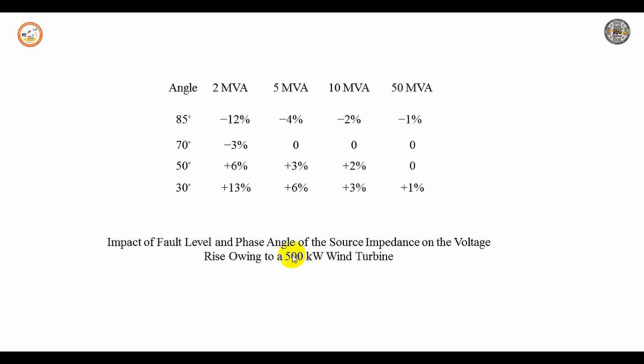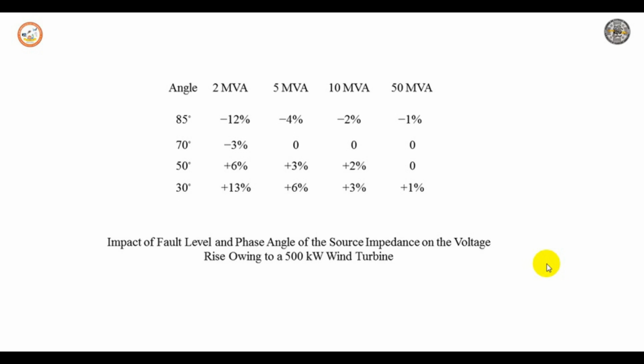In the table, what you are observing is a different phase angle for the 2 MVA, 5 MVA, 10 MVA and 50 MVA buses. If the phase angle is 85%, then it will be minus 12% for 2 MVA, minus 4% for 5 MVA, minus 2% for 10 MVA and minus 1% for 50 MVA.